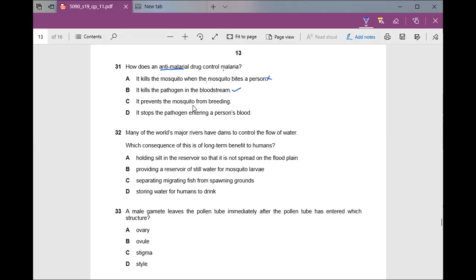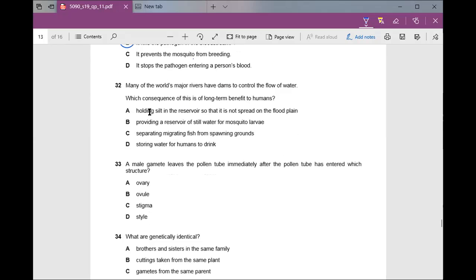It prevents the mosquito from breeding. No way. The answer is B. Next is number 32. Many of the world's major rivers have dams to control the flow of floods. What consequence of this is a long-term benefit for humans? We have to find out what is the long-term benefit of the formation of a dam.